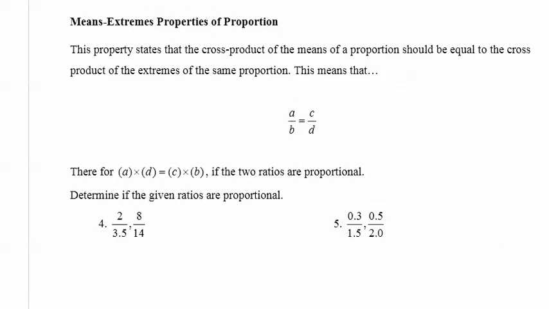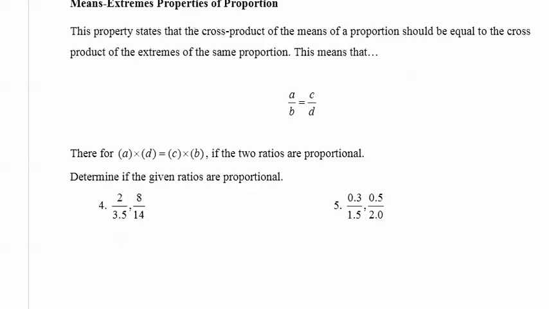Hi, in this video, we're going to talk about the means extremes property of proportions. Well, what is the means extremes property? The means extremes property is a property that states that the cross product of the means of a proportion shall be equal to the cross product of the extremes.